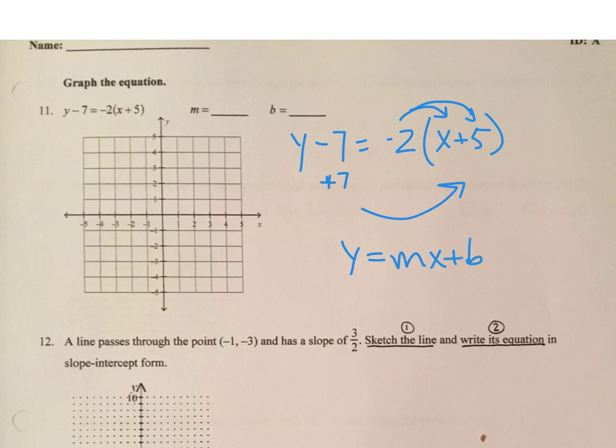That'll put it into y equals mx plus b form. Once you have that, give us your m and your b, and you need to then graph this. Start with the b, and then use your slope. Count up and over or down and over if it's negative. That's number 11.